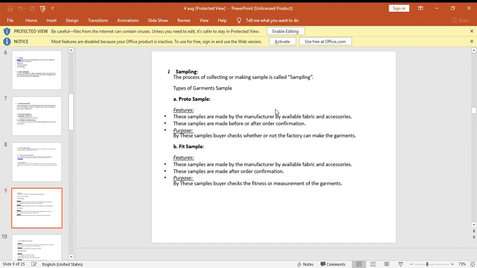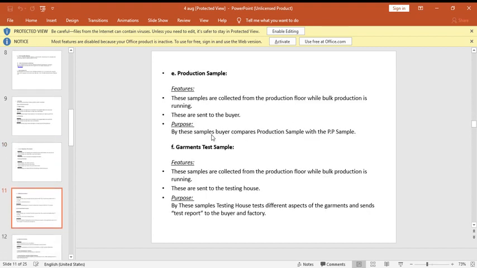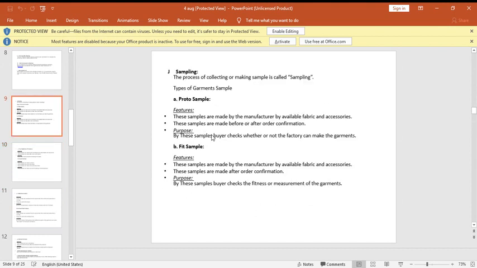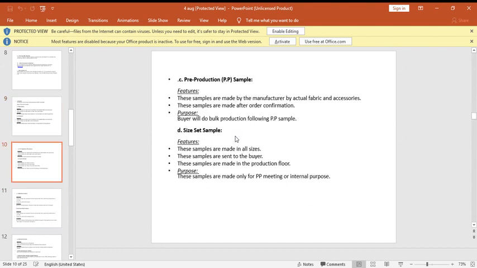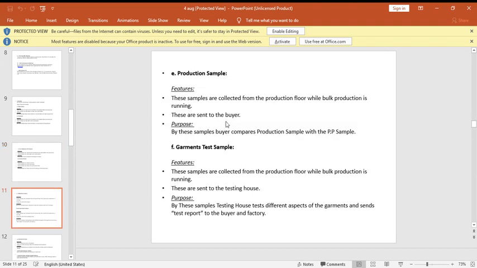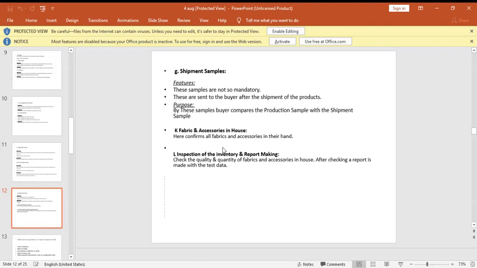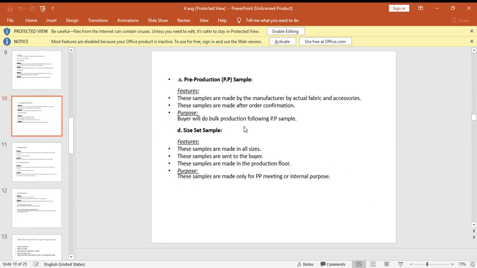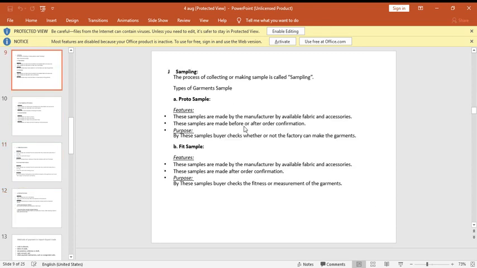Proto sample. What is proto sample? In this there are features, and what is the purpose of that proto sample? In sampling there are the proto sample, fit sample, pre-production sample, size set sample, production sample, garment test sample, and shipment samples. So these are the different types of samples. First we are going to learn about proto sample.